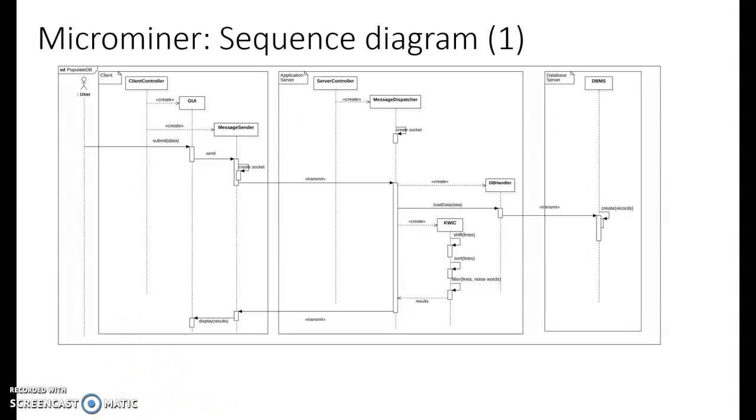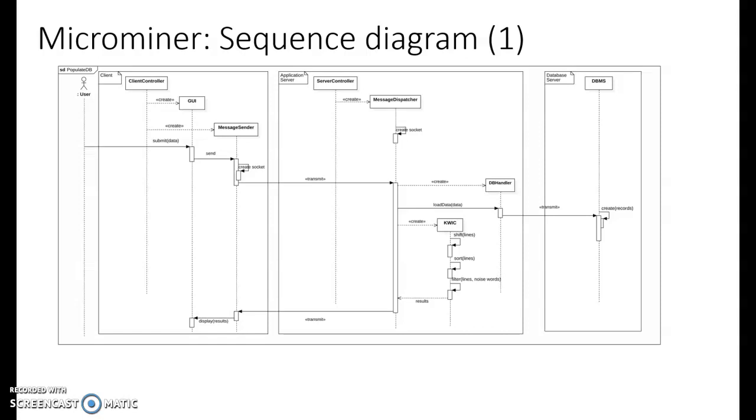The sequence diagram is like this. There are three big squares, each one representing either the client, the application server, or the database server. The first part is to import the URL files. The user works on the GUI and submits the data, and the data is passed to the messenger sender, and it is transmitted to the server through the socket.